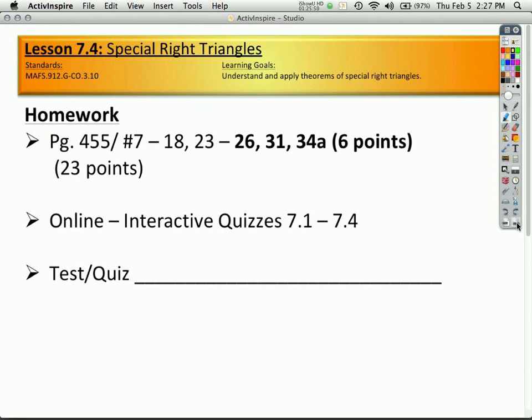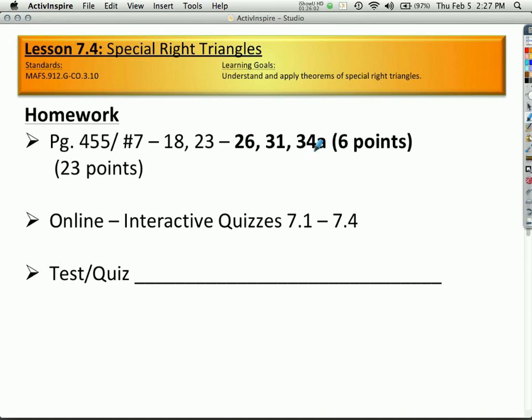Draw a line across your paper. Your homework is on page 455. You're doing numbers 7 through 18, 23 to 26. 26 requires some extra effort, 31. And 34A, you're only doing part A, and that's worth 6 points because there's actually 6 different things you have to find. And I'm asking you to mark each one of them separately on purpose. The more points I give you, the more possible points, the better off you are.